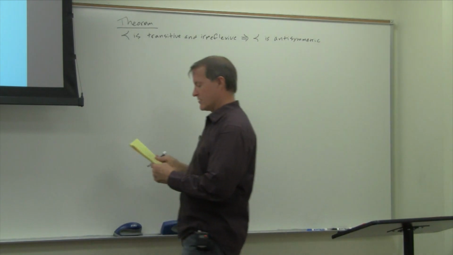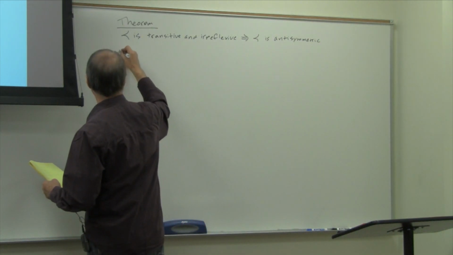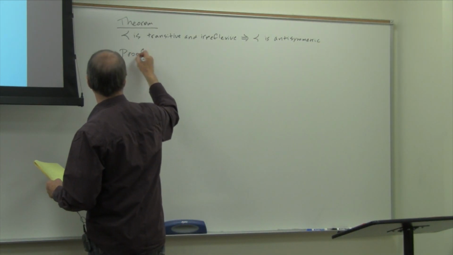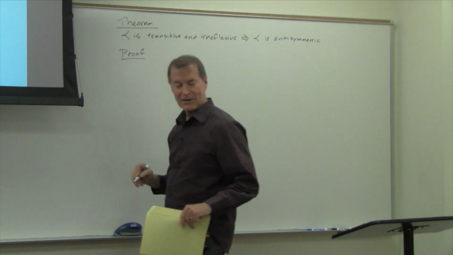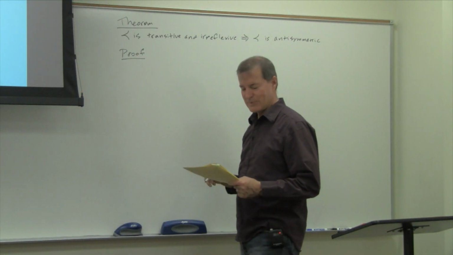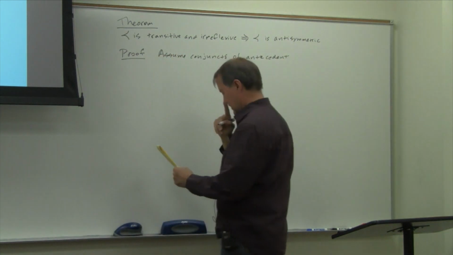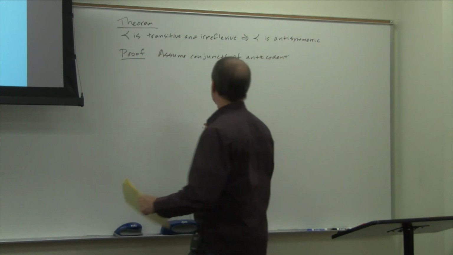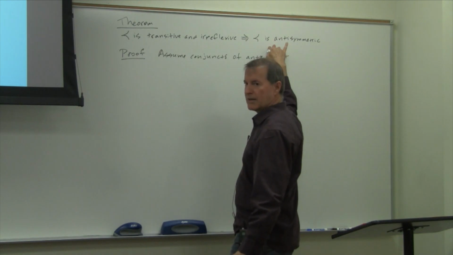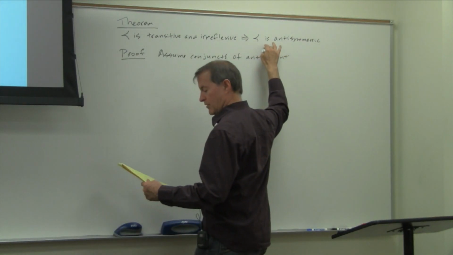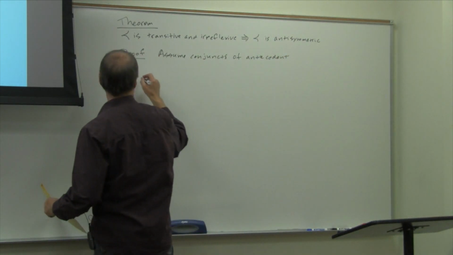All right, so here's our theorem. Now guess what proof technique we're going to use? Obviously, the one that we always use a lot now: assume the conjuncts of the antecedent. So we'll start with this and we'll get it to be equivalent to true. Are you with me?